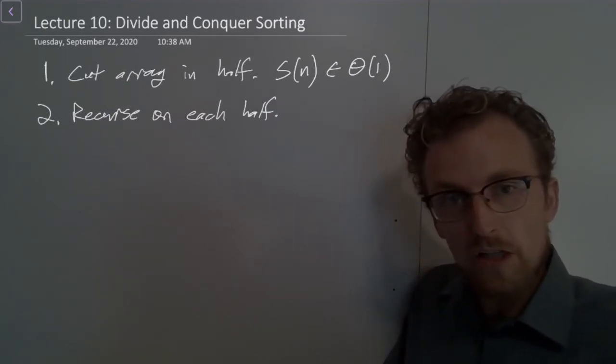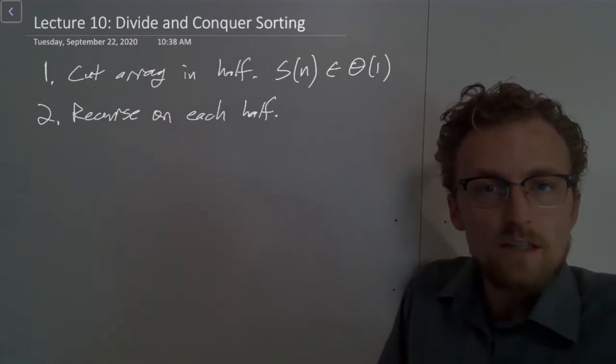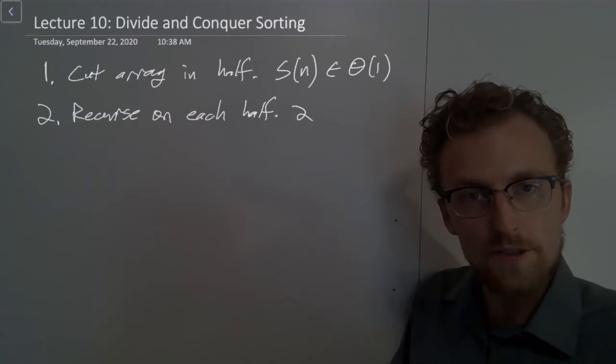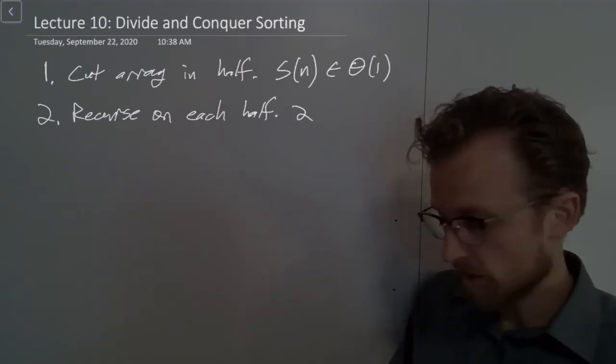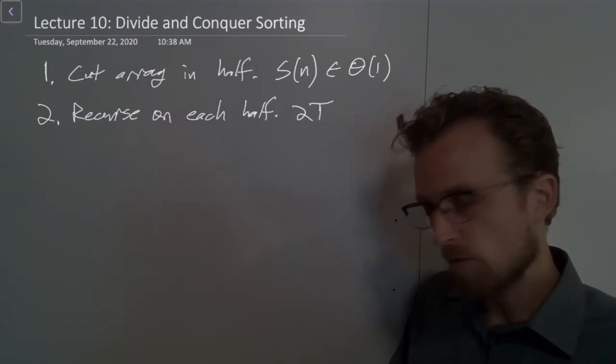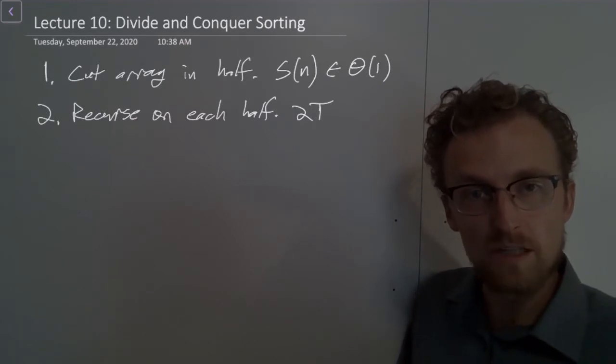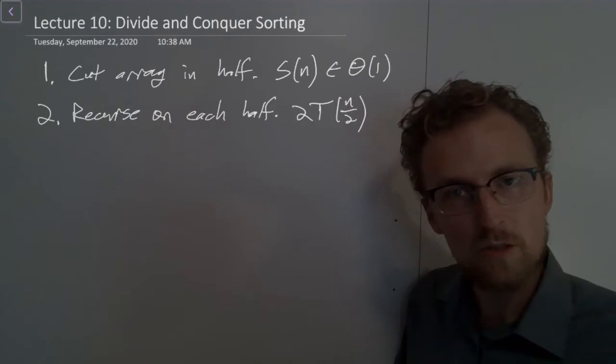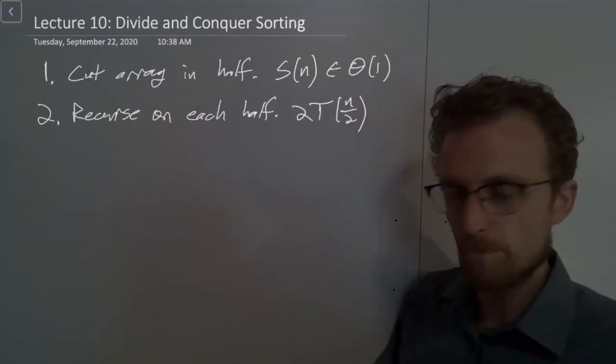Okay, so we recurse on each half, and so this gives us a term in our recurrence relation that looks like this. Right? We have two recursive calls, because there's two halves, and the array that each half is operating on is half the size of our input array. Right? So we have this 2 times T of n over 2.